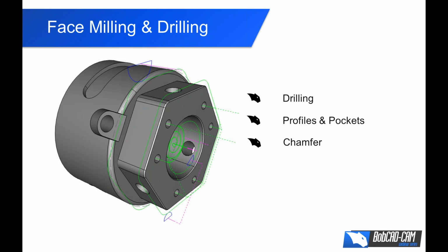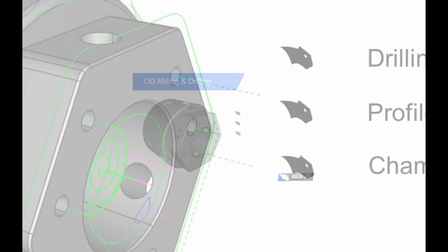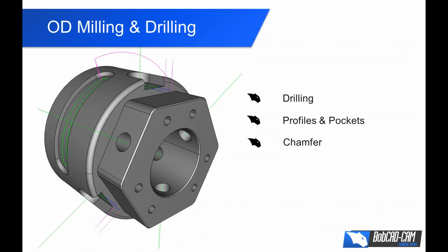Now, we're also going to look at face milling and drilling. So we're going to drill, pocket, profiles, and chamfer. We're going to do that on the face of the part. And then we're also going to do OD milling and drilling. So we're going to drill, profiles, and pockets, and also chamfering.